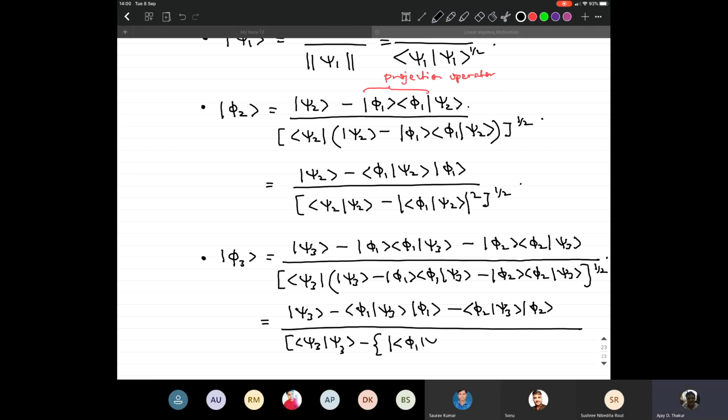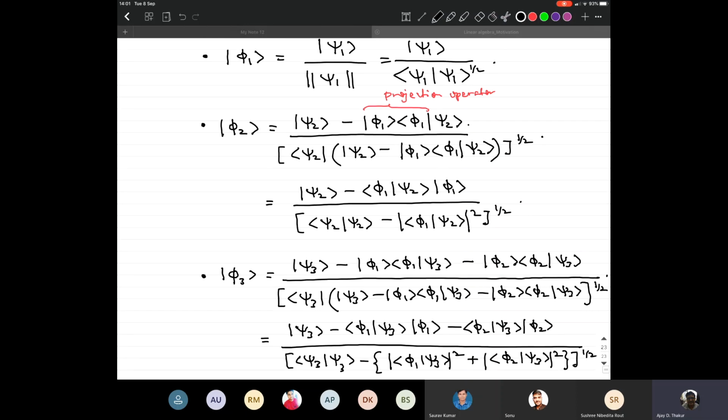phi 1 psi 3 mod square plus, similarly, the second term here in the denominator, third term in the denominator, is like phi 2 psi 3 multiplied by its complex conjugate. So psi 3 acts on phi 2, so therefore you will have a number which is like phi 2 psi 3 mod square, and this overall thing is square root. So this is what would be the recipe for finding the orthonormal basis.